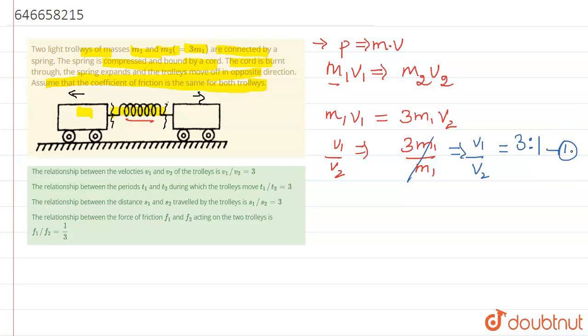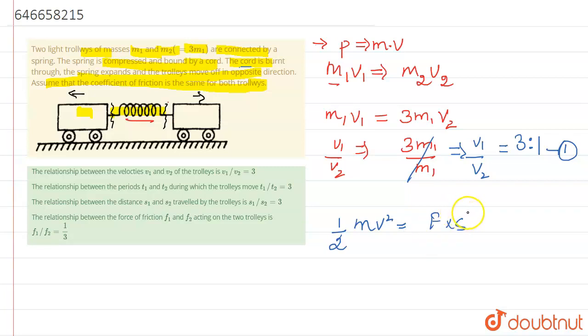Moving on to the second equation. When the spring is compressed, the masses possess some potential energy, which is converted into kinetic energy when the cord is burned and the masses are released. The potential energy before the burning is converted into the kinetic energy after the burning. So it will be written as half mv square, which is equal to force into s, that is distance.